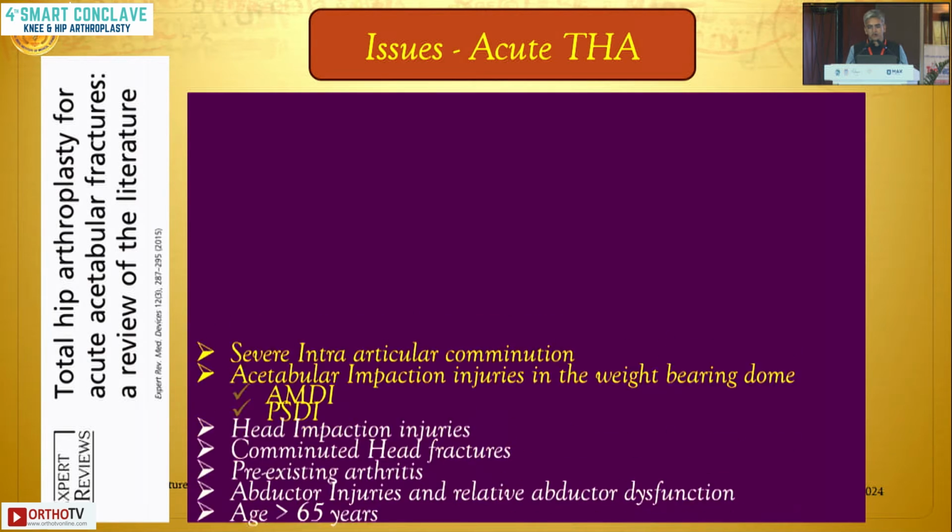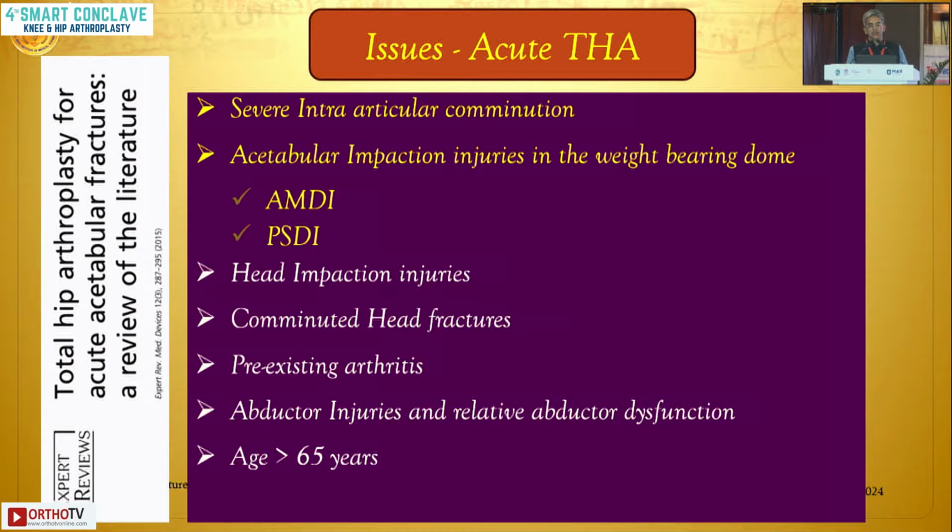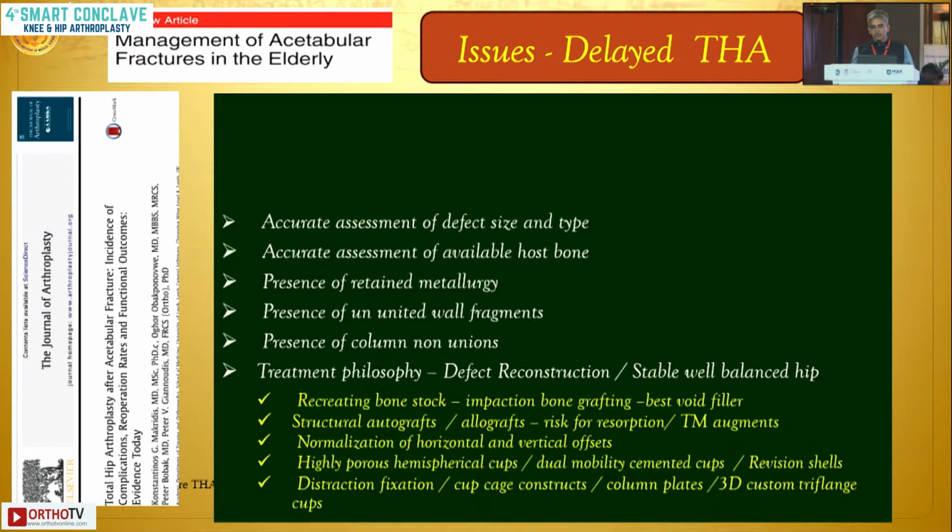So we'll not touch upon the issues that come with fixation. The issues which have to be addressed, which are the ones you go for an acute total hip. So severe intra-articular comminution, acetabular impaction in the weight-bearing dome, whether it is an anteromedial or a posterior-superior dome impaction, head impaction injuries, comminuted head fractures, pre-existing arthritic patients, abductor injuries and relative abductor dysfunctions, and elderly patients. These are generally those who would get chosen for a fix and replace strategy.